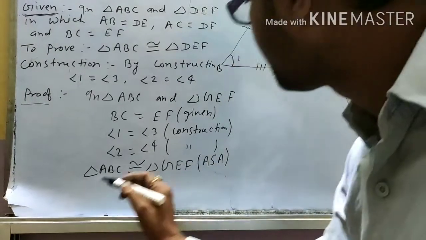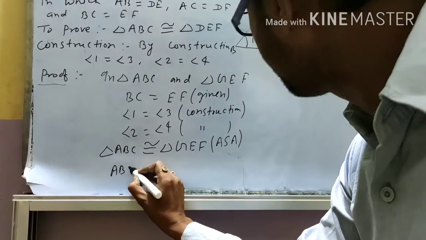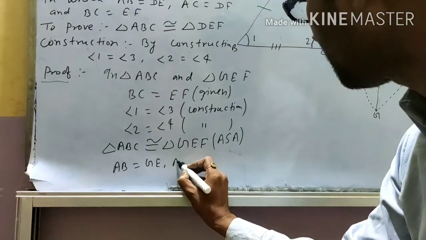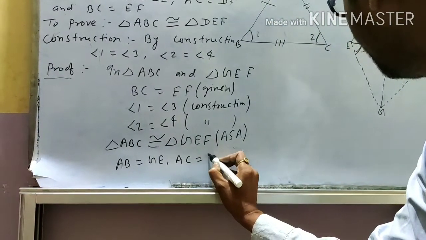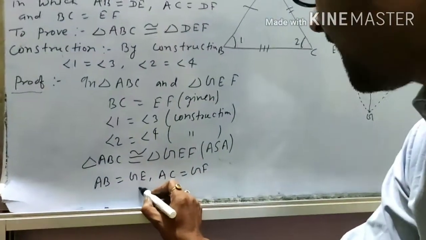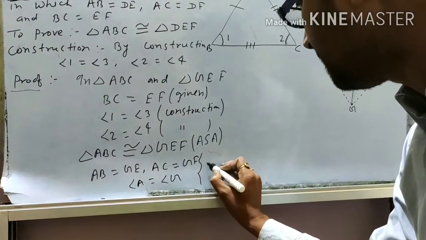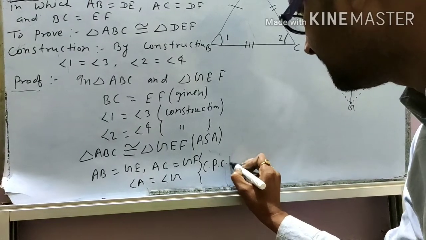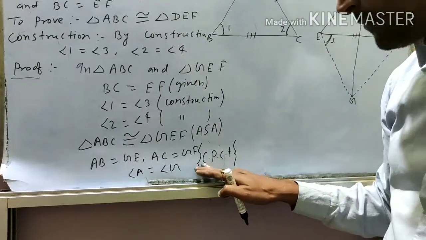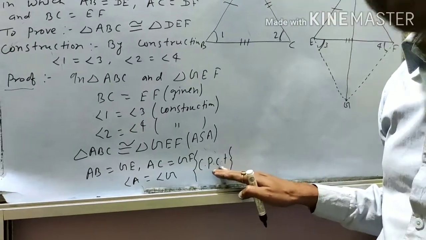By CPCT we can write here AB is equal to GE. First information. The second information is AC is equal to GF, and the last information is angle A is equal to angle G. These three by CPCT. What is the full form of CPCT? Corresponding part of congruent triangles. Again student, corresponding part of congruent triangles.